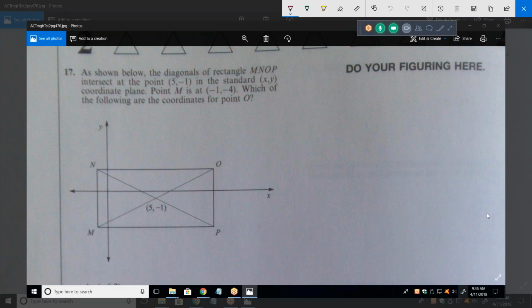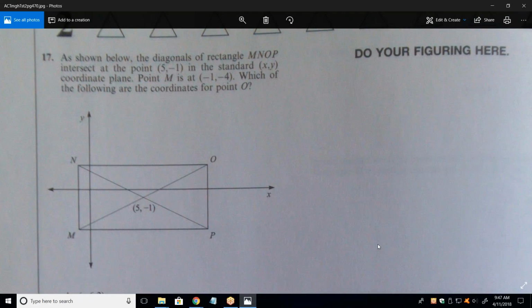Now, again here, that information we don't need to underline because that's in the drawing. But what isn't in the drawing is that point. So let's label that point. Which of the following are the coordinates for point O? Well, let's see if we can look at the picture. What was this again? This was -1, -4.